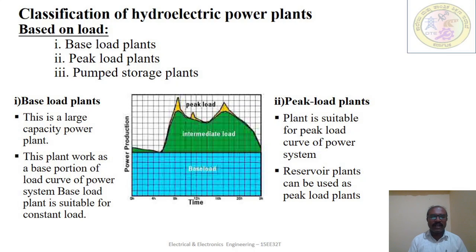Next is peak load plants. This plant is suitable for the peak load curves of the system where demand is high. Runoff river plants with pondage can be employed as peak load plants. If the water supply is available, it generates a large portion of the load at the peak load period. It needs a huge storage area. And reservoir plants also can be used as peak load plants. This type of plant can serve power throughout the year.